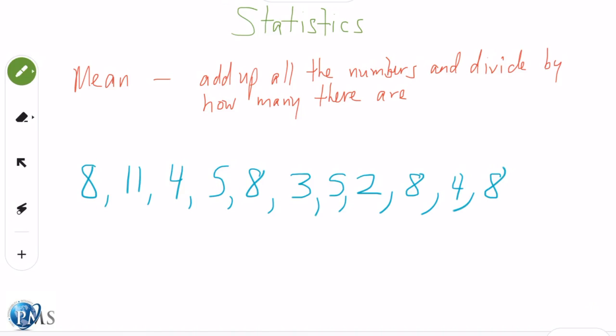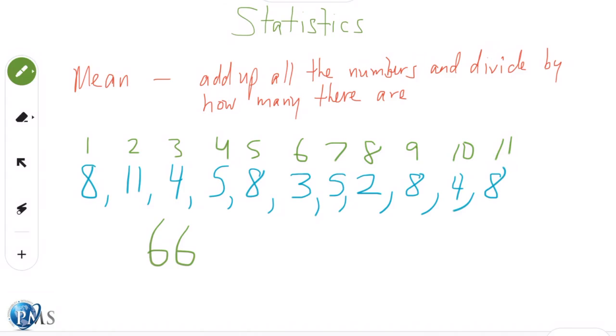The next definition is for the mean. The mean, it says to add up all the numbers and divide by how many there are. Okay, so this one takes a little bit of work on your calculator usually. So we're going to add up all of these numbers, and I already did it ahead of time. Okay, but you can try it out if you want. When you add up all of these numbers, you should get 66. And then we need to divide by how many numbers there are. So there's 1, 2, 3, 4, 5, 6, 7, 8, 9, 10, 11 numbers total.